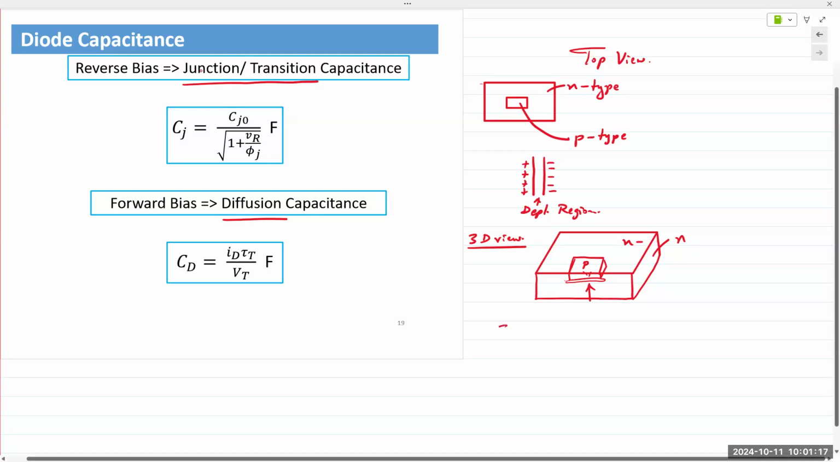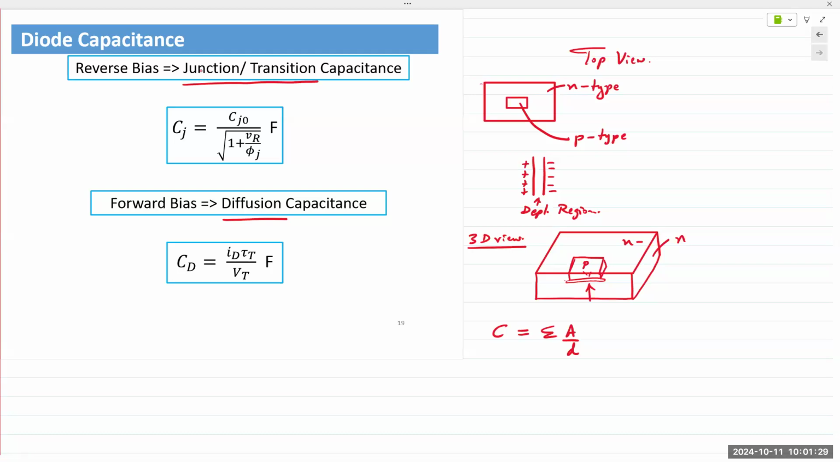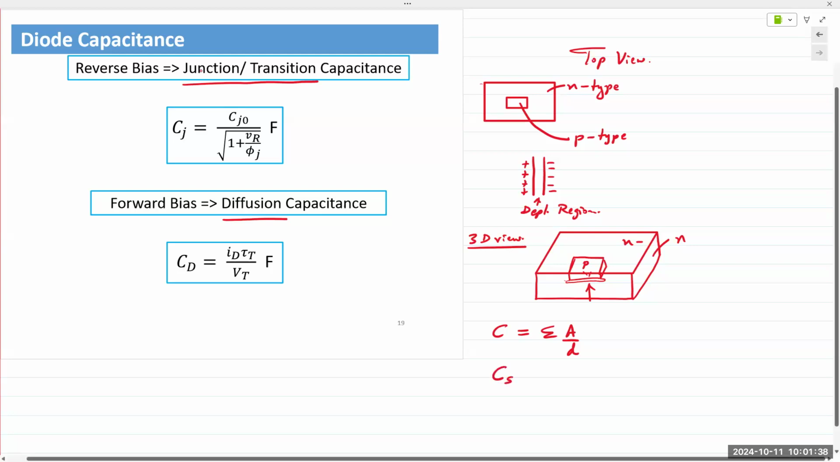If you remember from Circuits 2, capacitance is epsilon A over D. Epsilon, we just referred to it last class, is permittivity, A is the cross-sectional area, and D is the distance between the two plates. So the capacitance of the silicon, for example, would be epsilon S, A would be the cross-sectional area of the PN junction, and then D, of course, is the depletion region width.